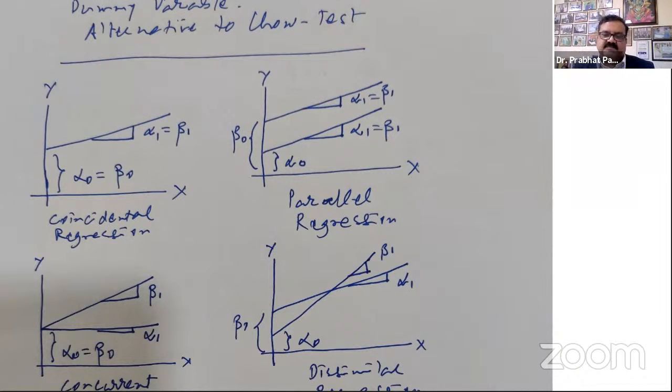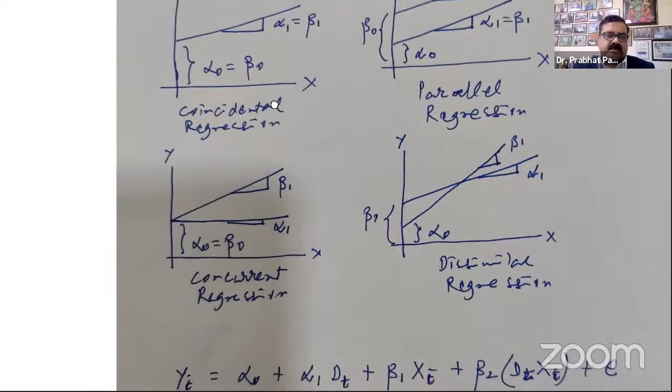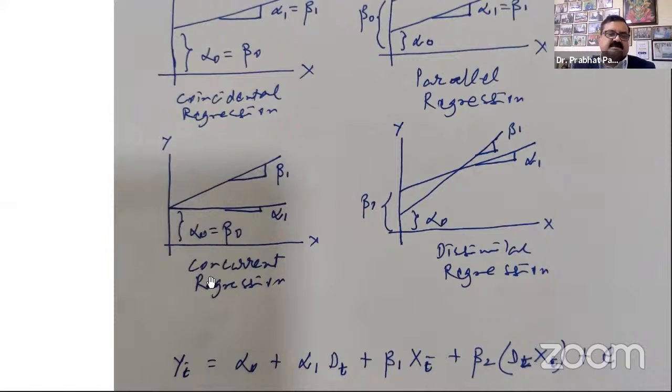So that's the difference between intercept and the slope, right? So it's called the parallel regression. This is another scenario where the intercept has not changed, but the slope has changed. So the regression equation is moving in two different directions, before and after. The before equation is different, the after equation is different. So it's called the concurrent regression.